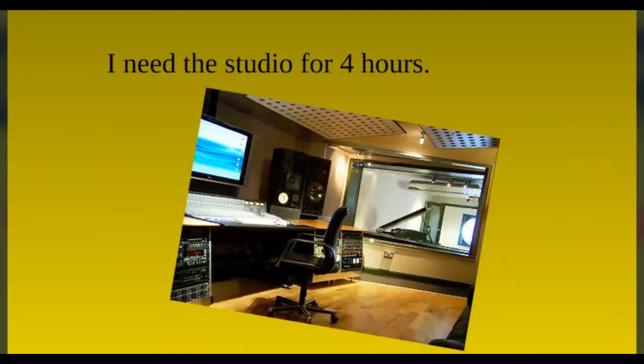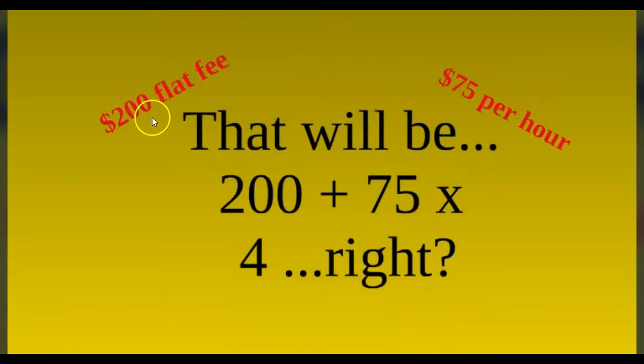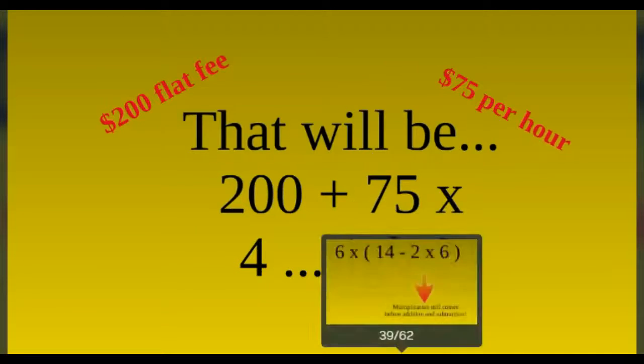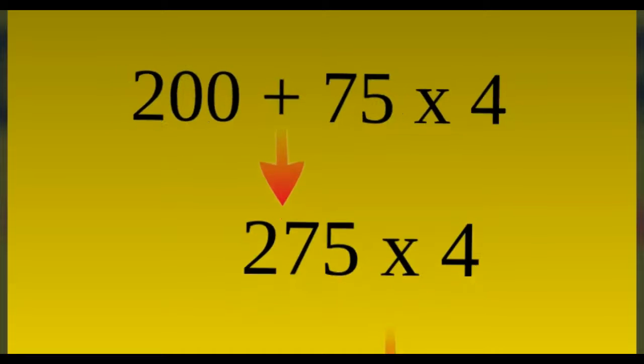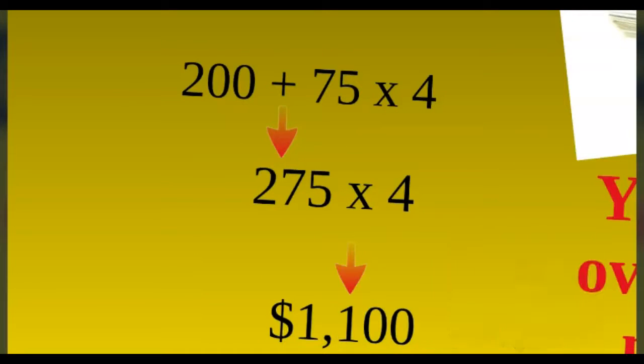Anyhow, I need the studio for 4 hours, okay? So that means I have a $200 flat fee. That will be this right here. I have 75 per hour, so 75 times 4, right? Because I want it for 4 hours. So there we go. 200 plus 75 times 4. That's my equation. Well, 200 plus 75 equals 275. Now times 4 means $1,100, right?